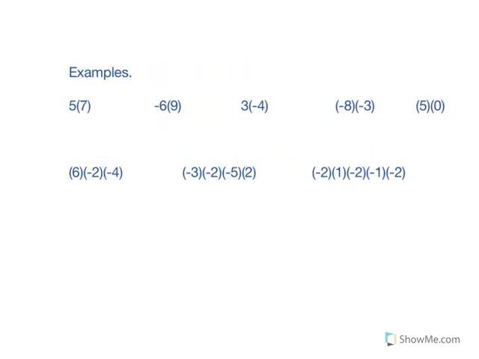All right, so let's practice a few. Positive times positive, 35. Negative times positive is a negative. A positive times a negative is a negative. A negative times a negative is a positive. Anything times 0 is 0. All right, now here we've got more than two numbers, so we have to do them two at a time.